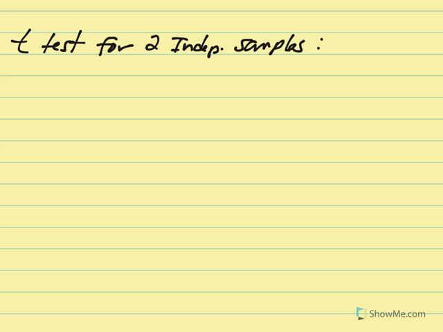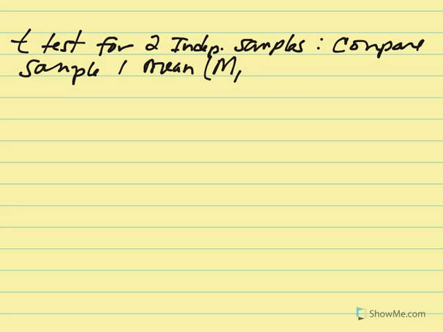So in Chapter 10, we're discussing the t-test for two independent samples. And the process that we're engaging in is as follows. We compare the sample 1 mean, so we would have mean sub 1, to the sample 2 mean.